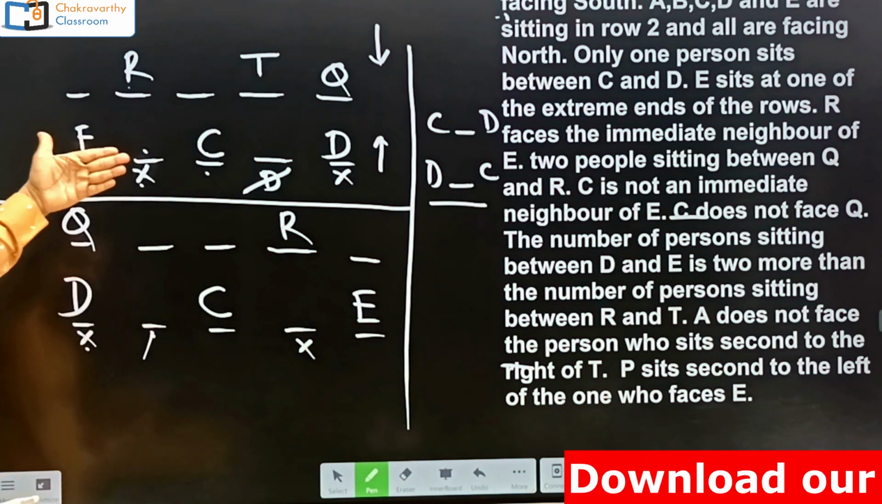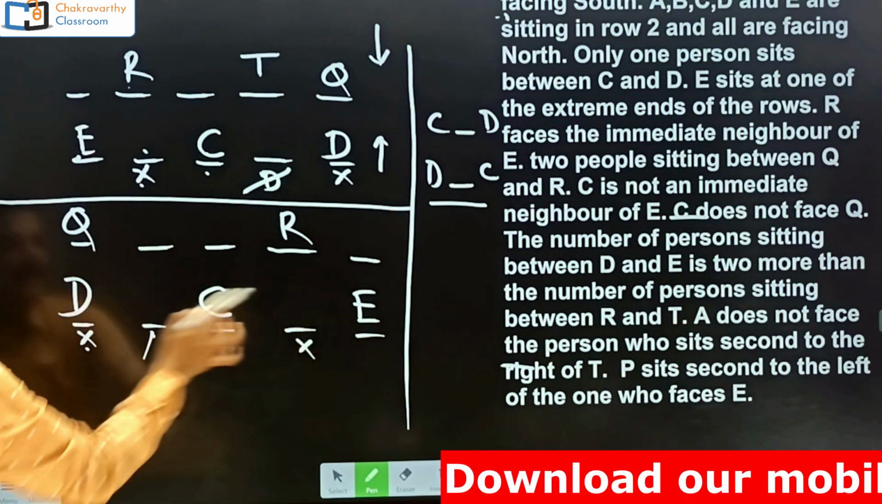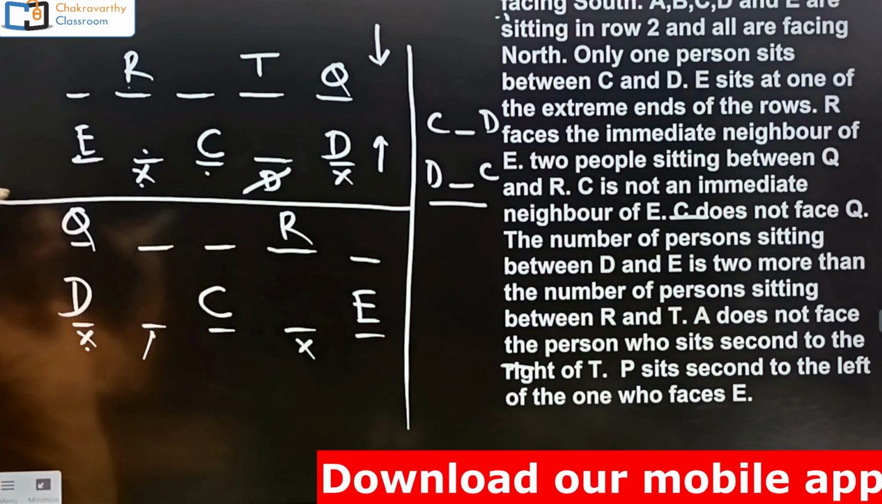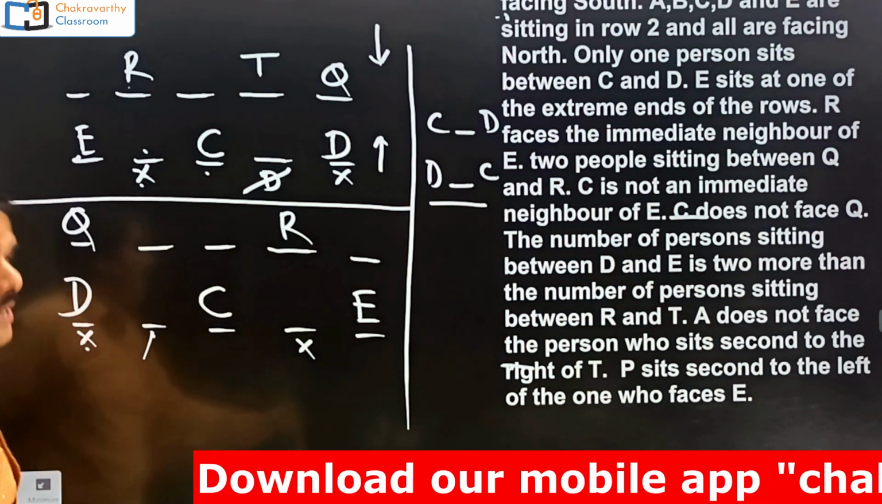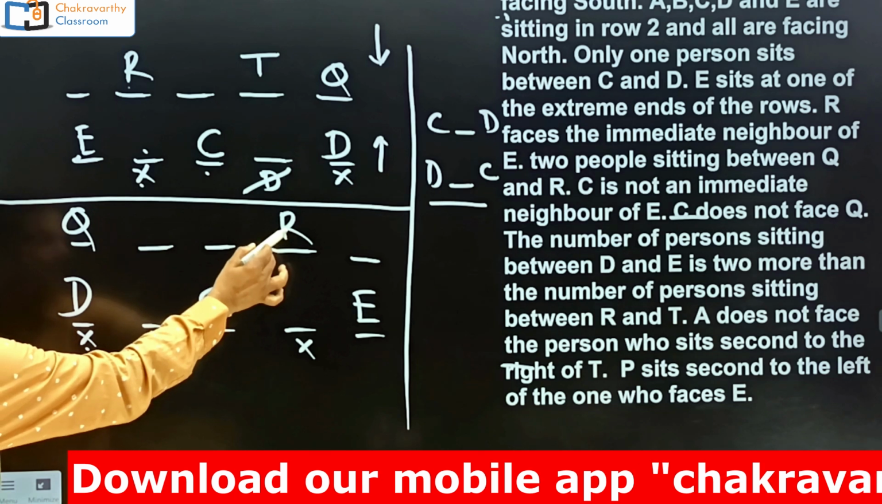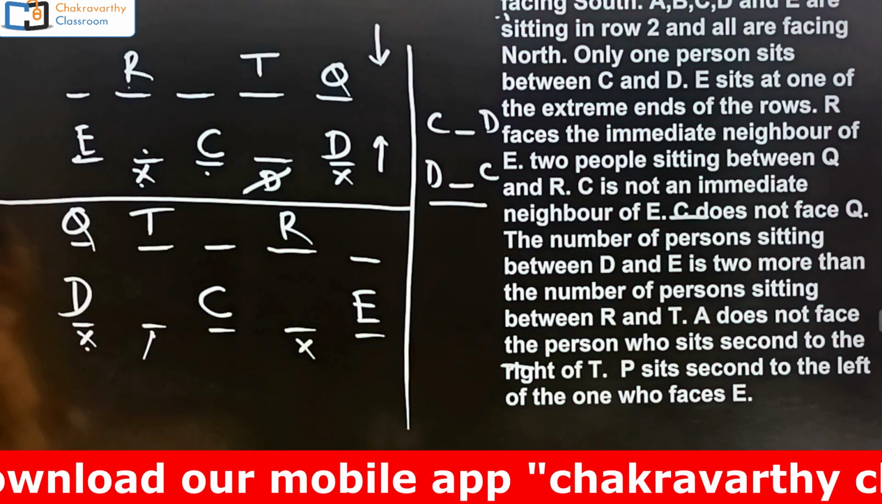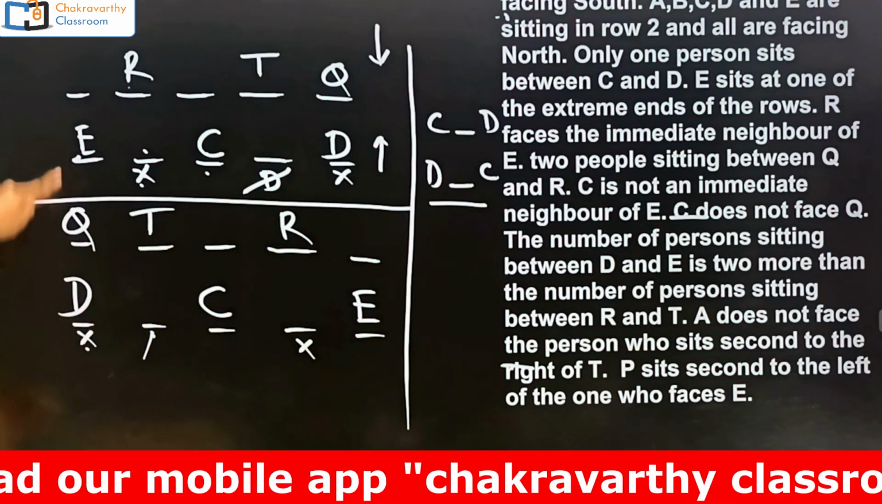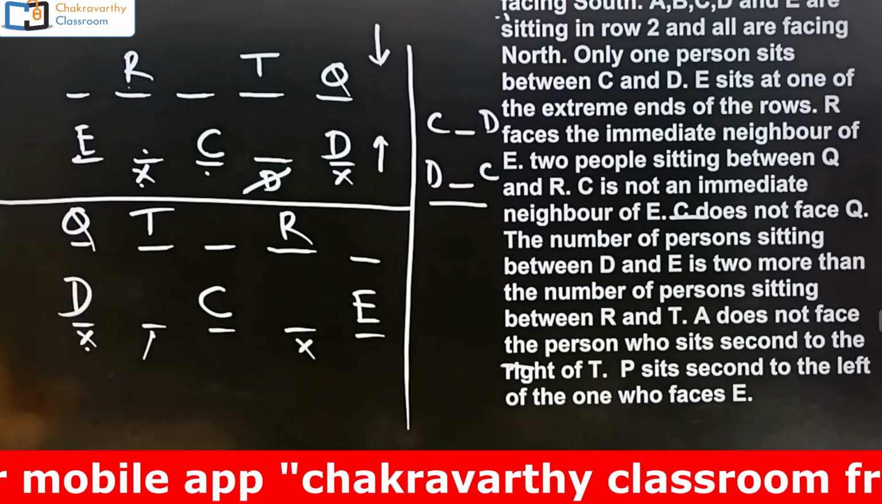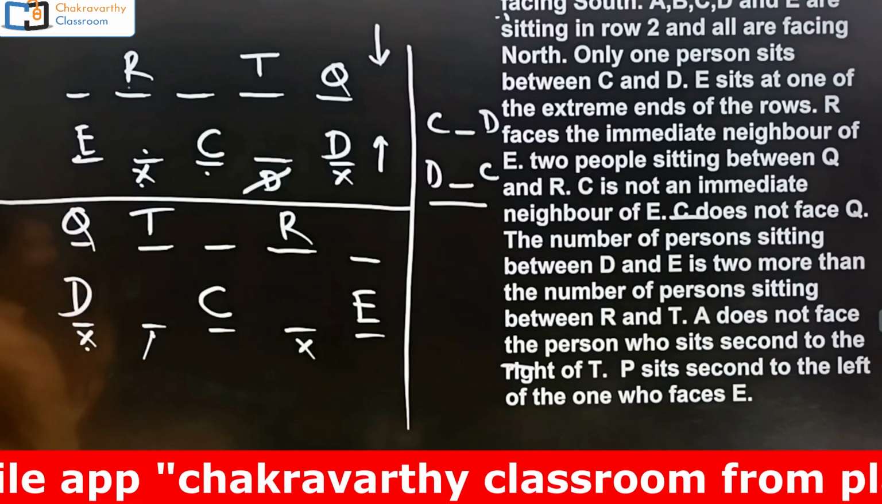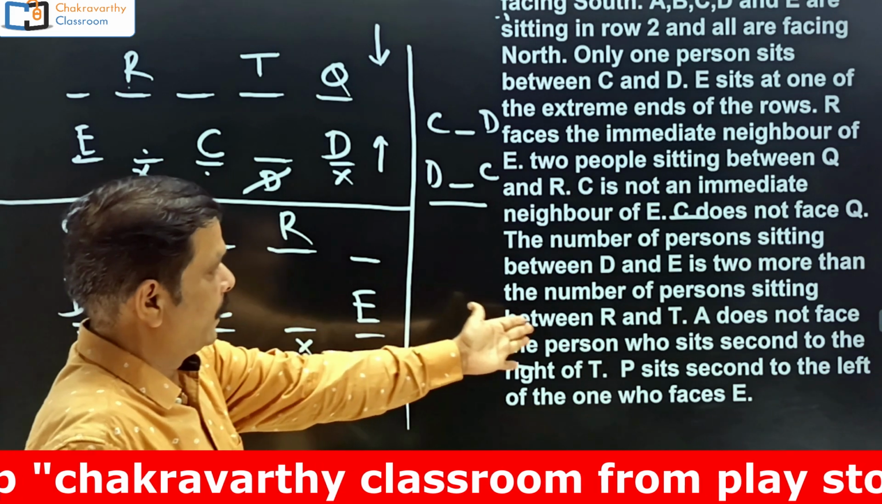Now R and T. Between D and D there are 3 persons, so between R and T there should be only 1 minus 2. So R, this is T. Done. Up to this extent, both are possible equally. Now go for the next information here. What's the next one they have given?